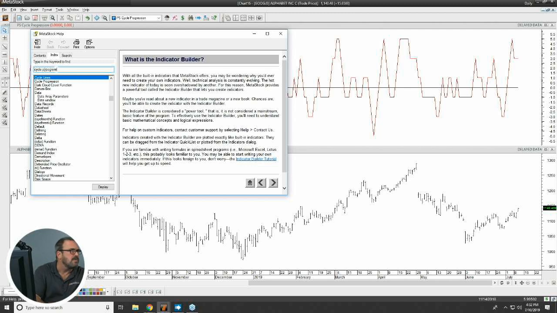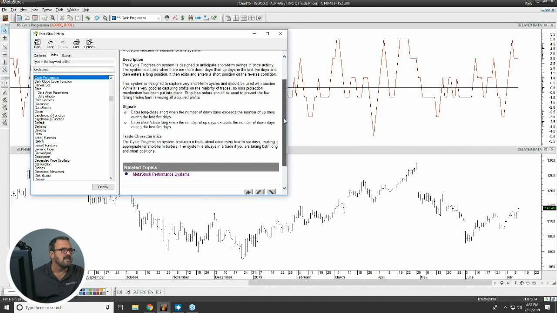It says the cycle progression system is designed to anticipate short-term swings in price activity. The system identifies when there are more down days than up days in the last 5 days, and then opens and enters a long position. It then exits and enters a short position on the reverse condition. The system is designed to capture very short cycles and should be used with caution. While it is very good at capturing profits on the majority of trades, no loss protection mechanism has been put into place. Stop loss orders should be used to prevent the few failing trades from removing all acquired profits.